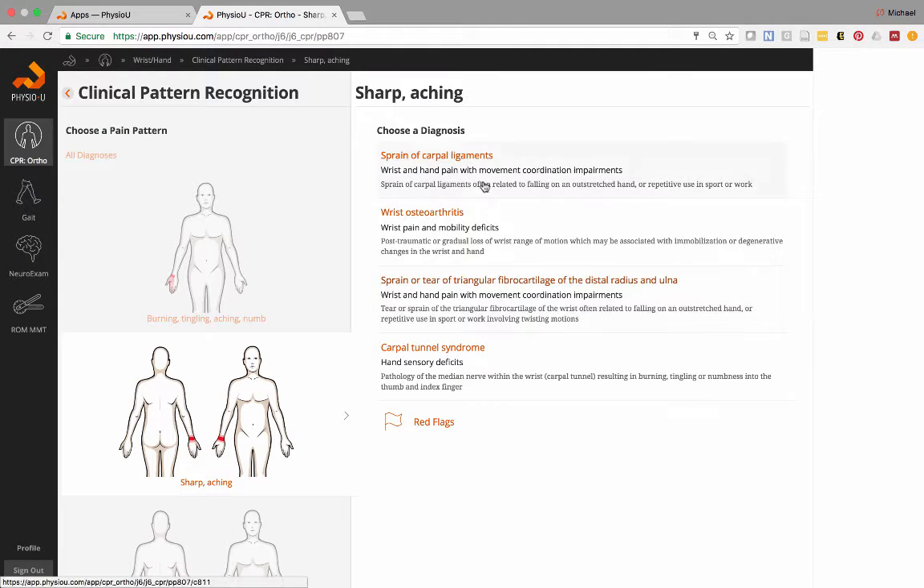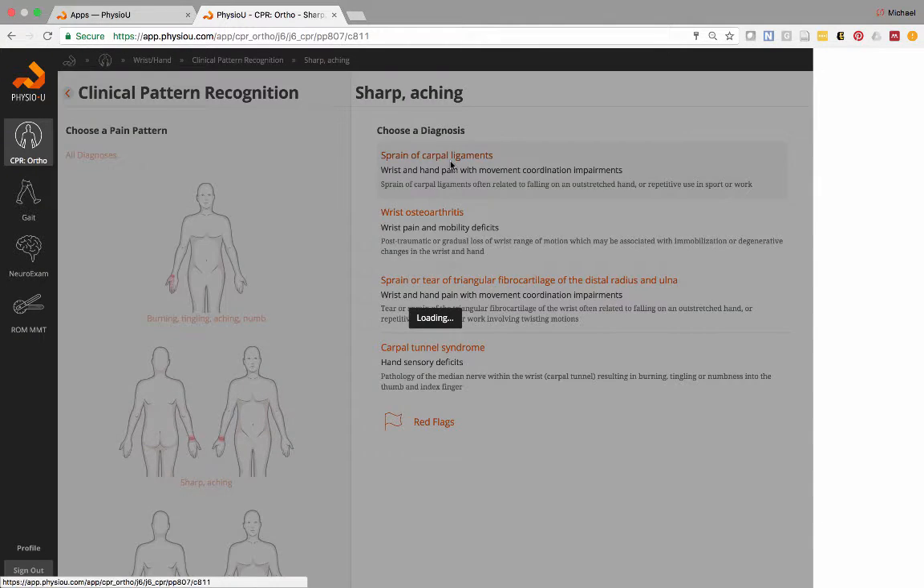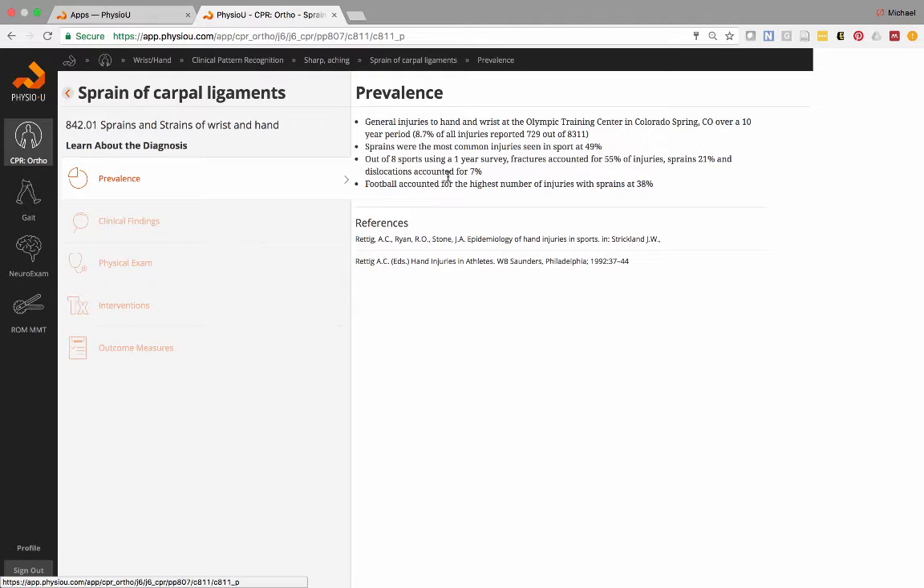So here is sprain of carpal ligaments. You certainly could have a TFCC type of problem, distal radial ulnar problem. And then you could also, over time, with instability of the wrist, end up with wrist osteoarthritis. Okay, but here with sprain of carpal ligaments, when you look at the prevalence, you can see that this is a pretty common occurrence in highly trained athletes.